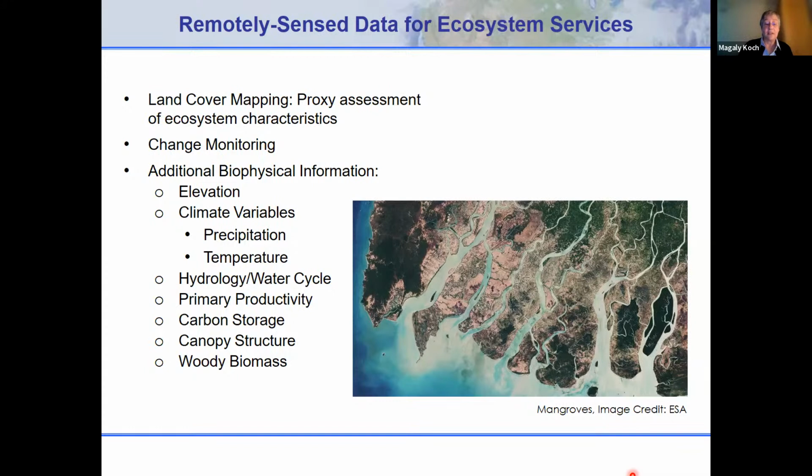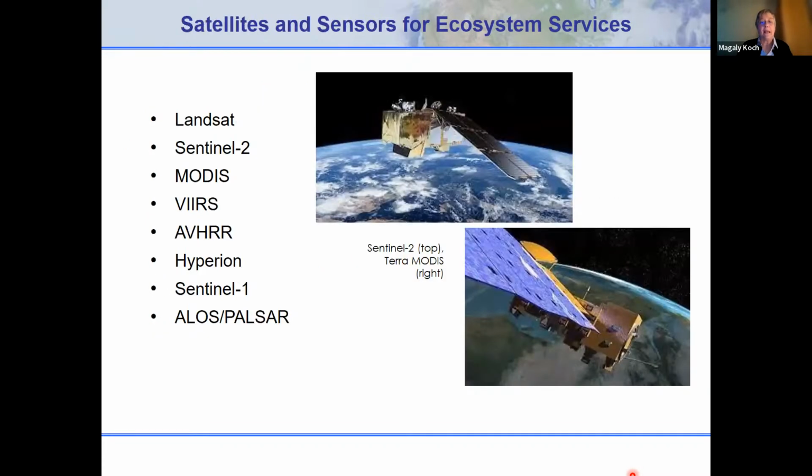We're very much interested in measuring and monitoring the carbon storage as related to these land transformation or land cover changes. I'm talking about the destruction of forests, including mangroves and so on, and the impact it has on diminishing the carbon storage, canopy structure, woody biomass. All those sort of characteristics are important to assess the health of the ecosystem. And there are a number of satellite systems.